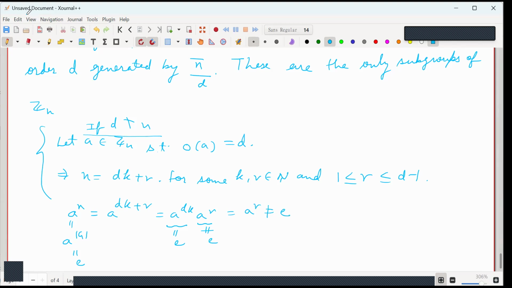In one part, you are getting identity. In another part, you are not. Clear? Yes, sir. So the contradiction is basically coming from the fact that the order of A is d. Even if you know the statement that the order of an element divides the order of the group, you are done at this step only, because here you are getting an element whose order is d and d is not dividing the order of the group. So this is a contradiction itself. So no need to do all these things if you remember the statement that the order of an element divides the order of the group.